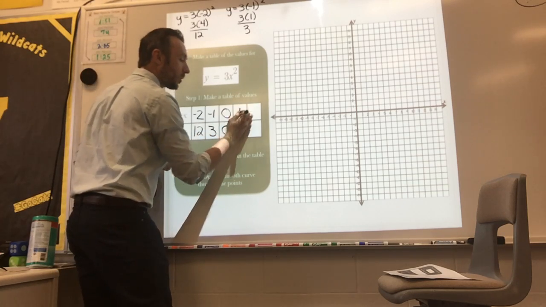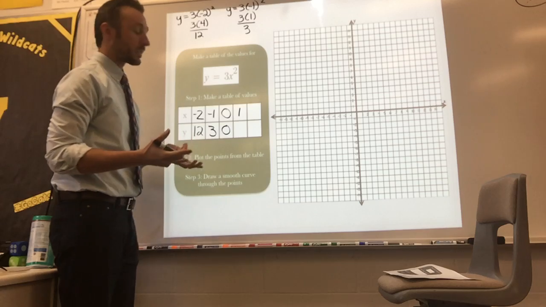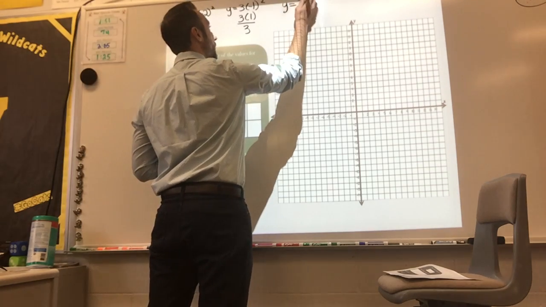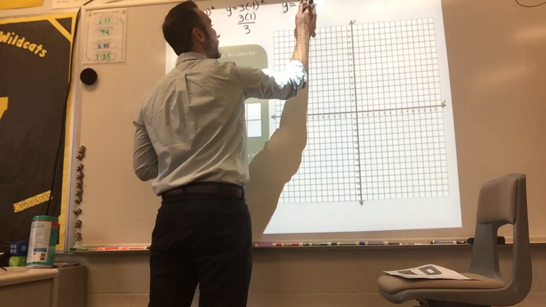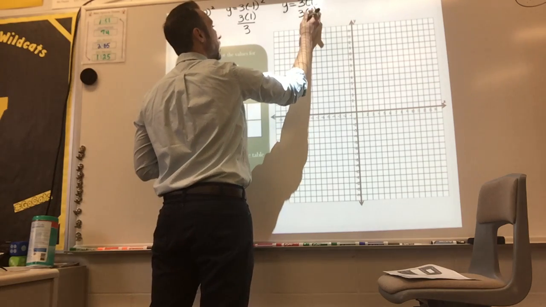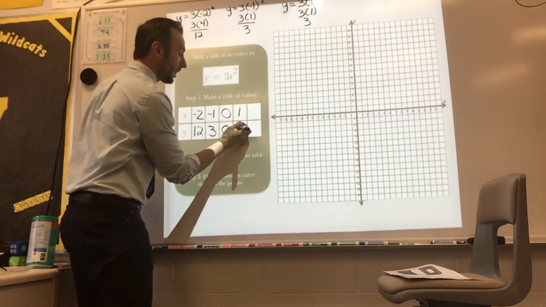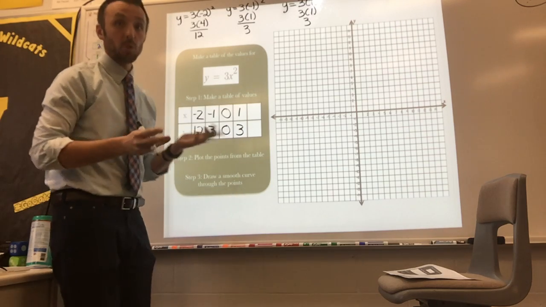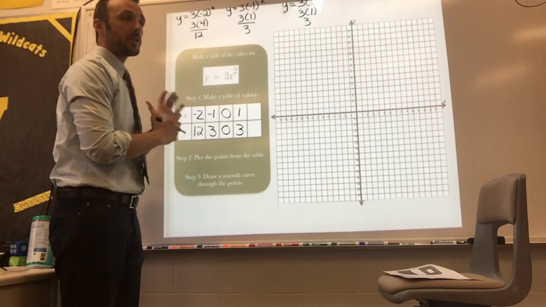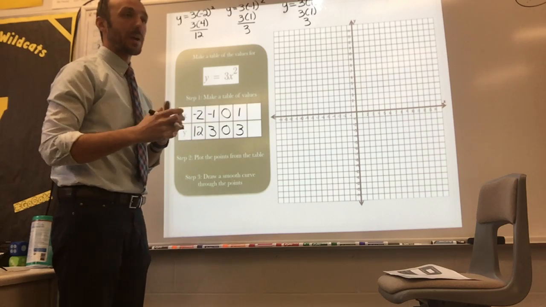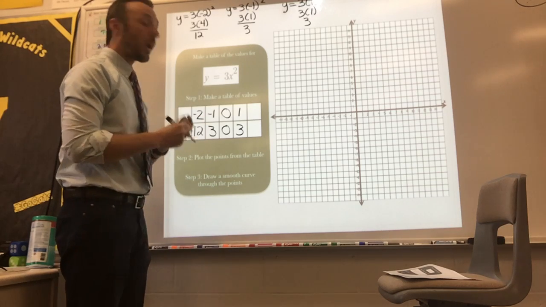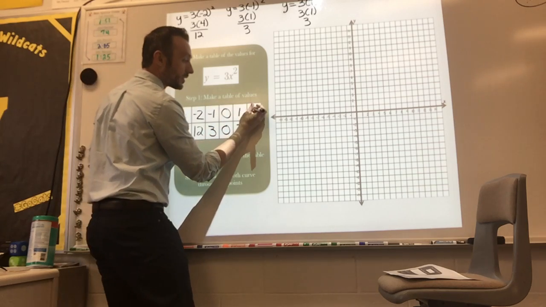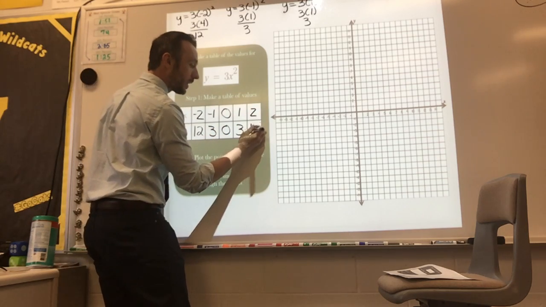Pick one value higher, 1. You'll notice something here that's going to make our lives a lot easier. If I plug my 1 in for my x, I'll be left with y equals 3 times 1 squared, which is the same as 3 times 1, which is just 3. And you might be saying, hey, that's the same value I got for my negative 1. It will be. Your negative x values and your positive x values will have the exact same y value because they are symmetrical. So we should be able to guess that 2 will be located at positive 12.